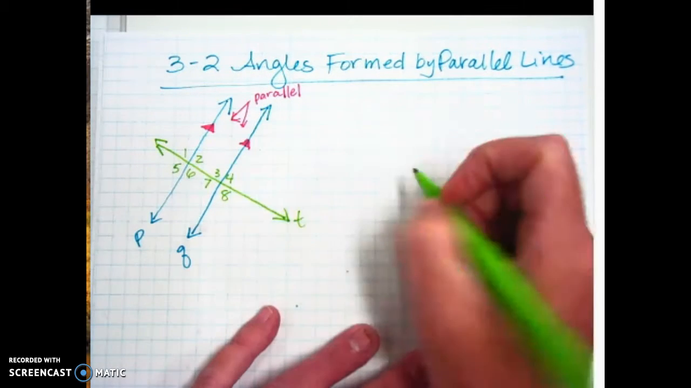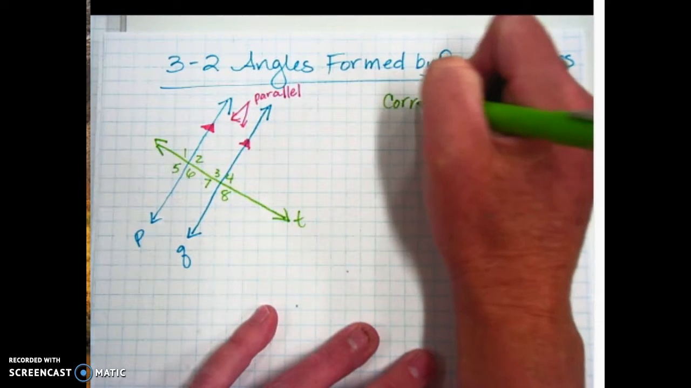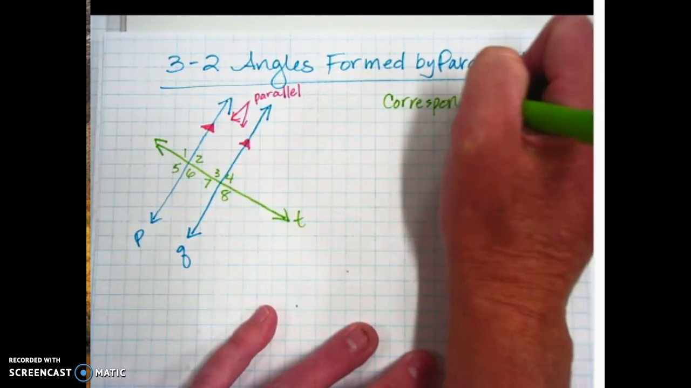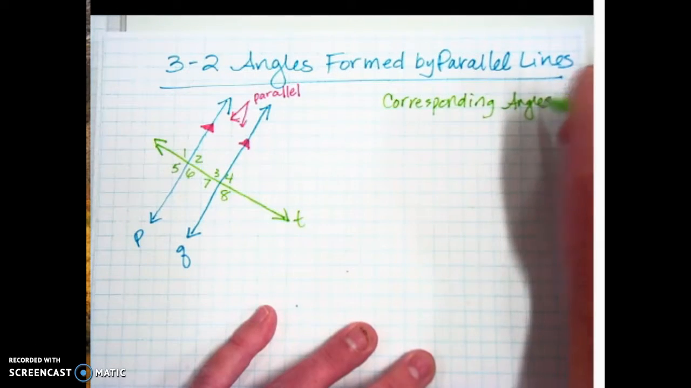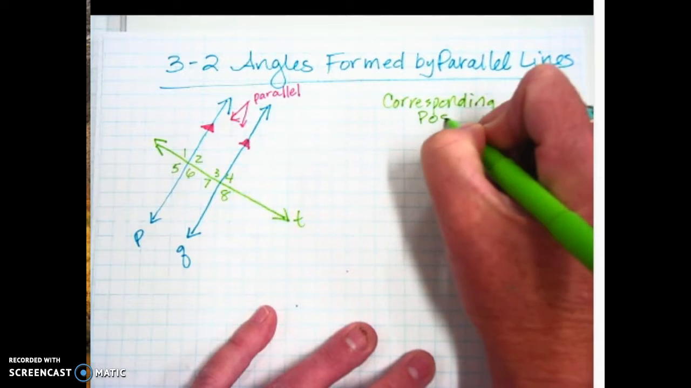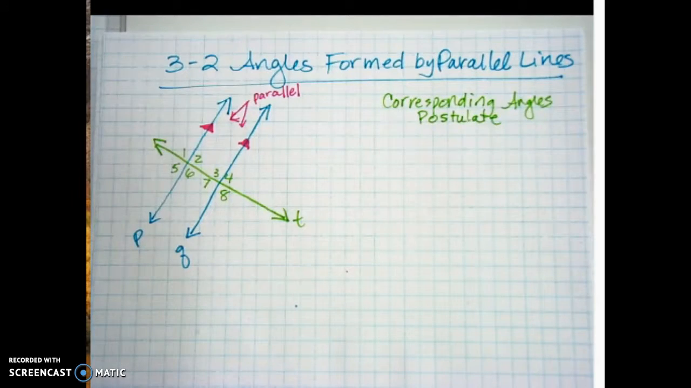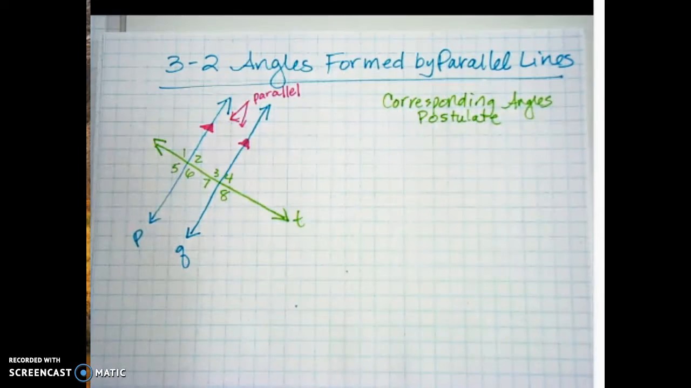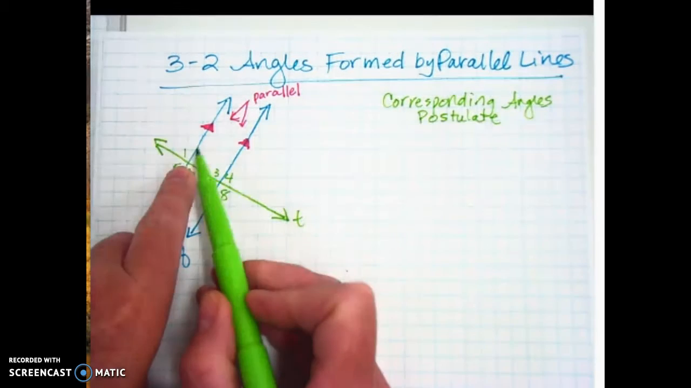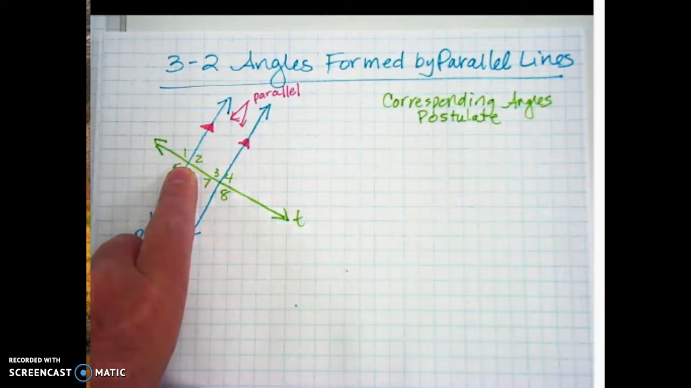When these lines are parallel, there's going to be special postulates. So the first one is called the corresponding angles postulate. All right? So we're going to talk about all the corresponding angles that are in this diagram, and they're going to have a special relationship. So what do you think the corresponding angle special relationship is going to be?